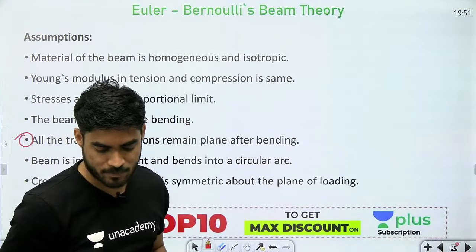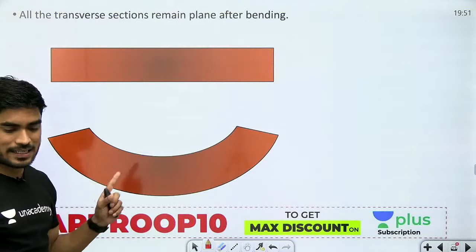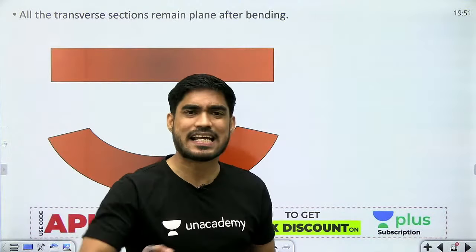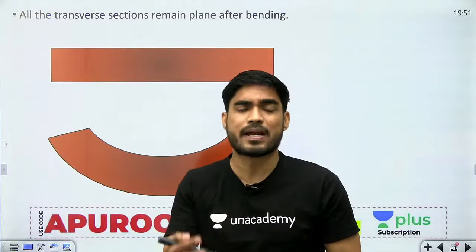This is a very important assumption because of which we are able to derive the equation of bending stress. Okay, now beta, let's understand this assumption. पहले समझते हैं कि assumption का मतलब क्या है. What is the meaning behind this assumption?